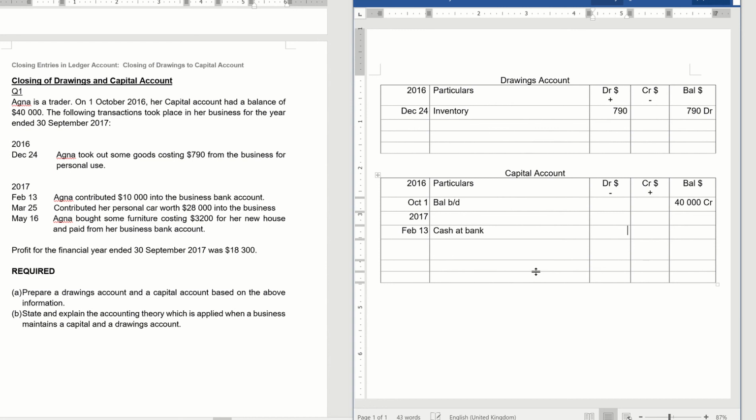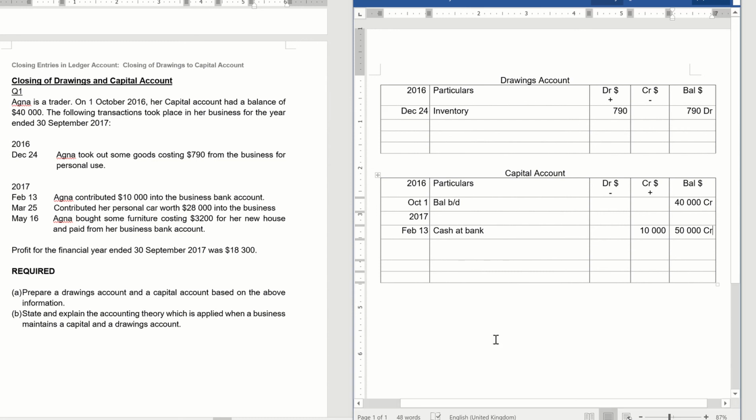Okay, do I debit or credit? A common mistake is that students will usually write debit 10,000, thinking that this is debit cash at bank. But take note, we are actually looking at a capital account. We are preparing a capital account. So this 10,000 shouldn't be on the debit column. It should be on the credit, because if there's an additional capital, capital should increase by 10,000. So how much is the capital at the end of this transaction? 40 plus 10, you add up, it's actually 50,000.